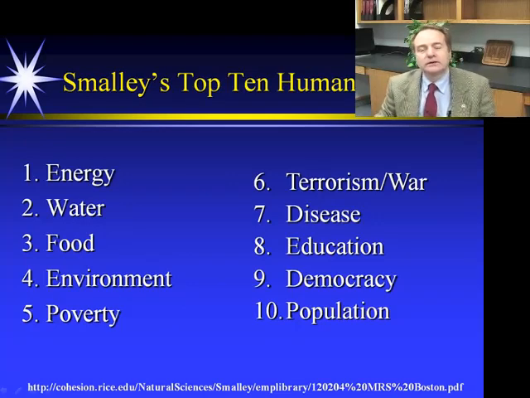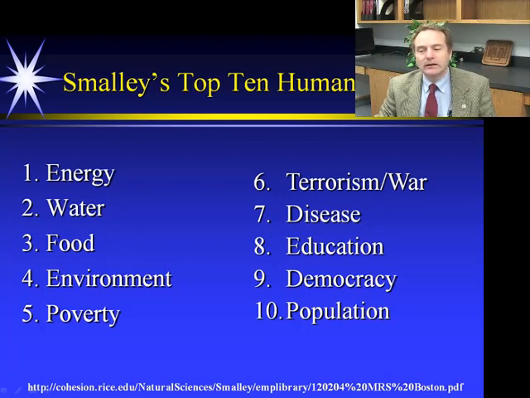So let's take a look at this list. Energy, of course, would be solved with energy, but water can be solved with energy because it takes energy to desalinate water. Food takes energy to grow. It takes energy to clean up the environment. And poverty, for a large degree, is a lack of energy. Terrorism and war, we have energy dollars going to regions of the world that are not friendly to the United States.